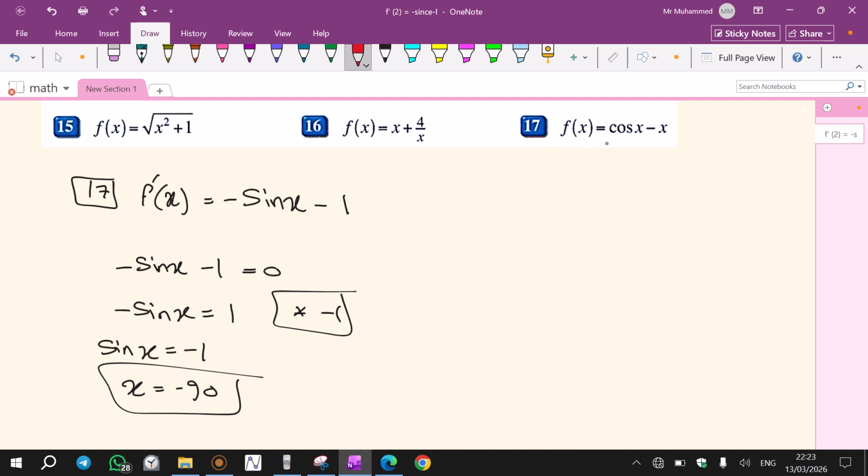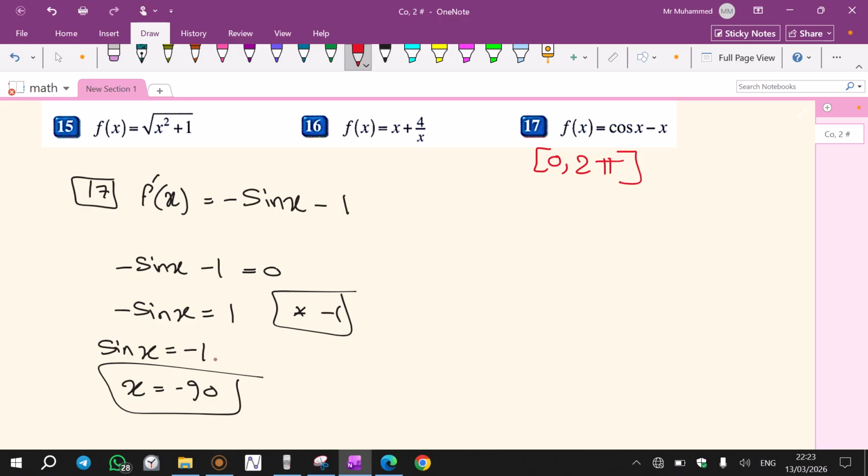Question 17 does not have an interval, but there should be something like 0 to 2 pi. Add the interval to question 17. Without an interval, we cannot solve trigonometric equations because they have infinitely many points of inflection. They have an infinite number of maximums and minimums. So an interval should be given to restrict the answers.